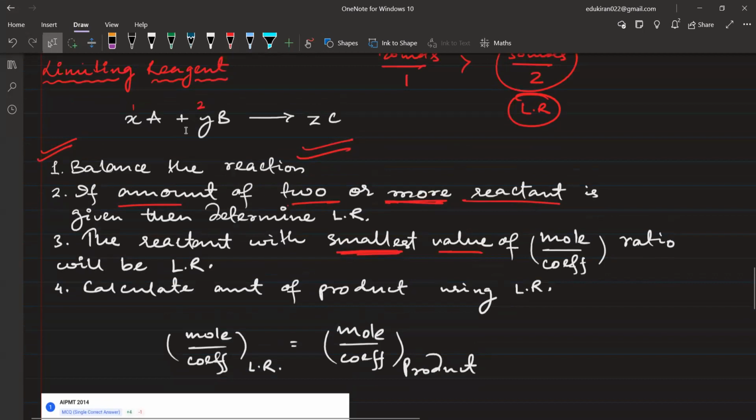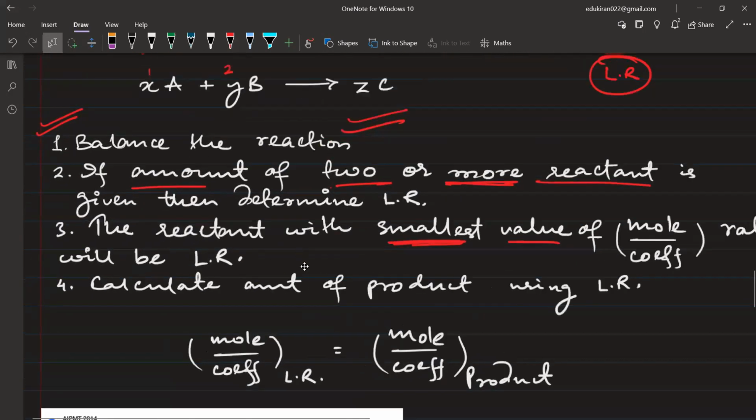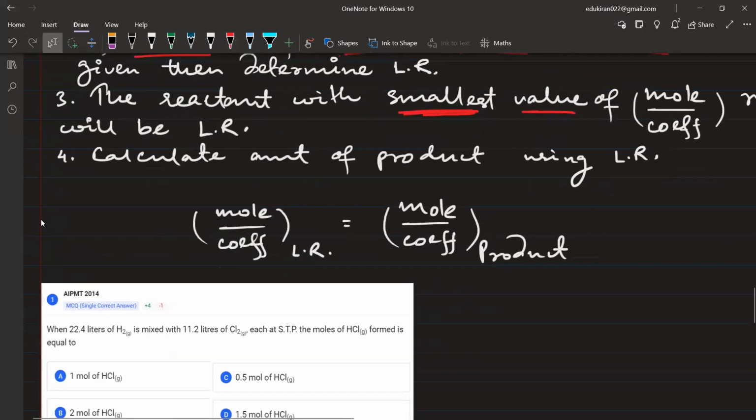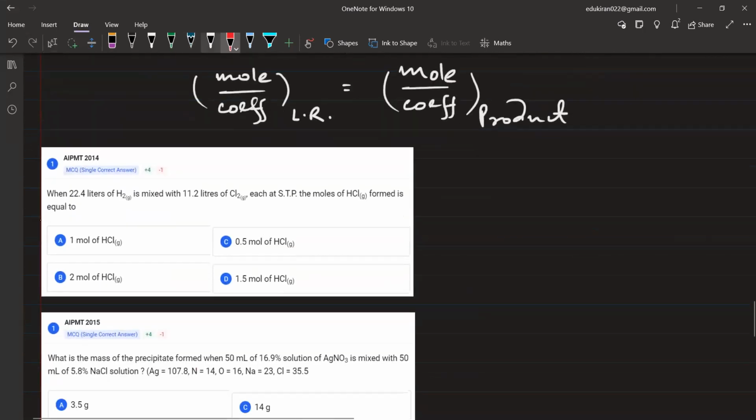Number of moles nikalna is very crucial. Okay, so you have to know everything on how to calculate number of moles. Please see this next question. When 22.4 liters of H2 gas is mixed with 11.2 liters of chlorine gas at STP, the moles of HCl formed. As soon as you see, there are two reactants given. You have been given the amount of H2 and you have been given the amount of Cl2. You have to get the amount of product. So यहाँ पे limiting reagent का concept इस्तेमाल होगा. First of all, balance the chemical reaction. आपको chemical reaction लिखना है. H2 plus Cl2 is going to give you 2HCl, right?